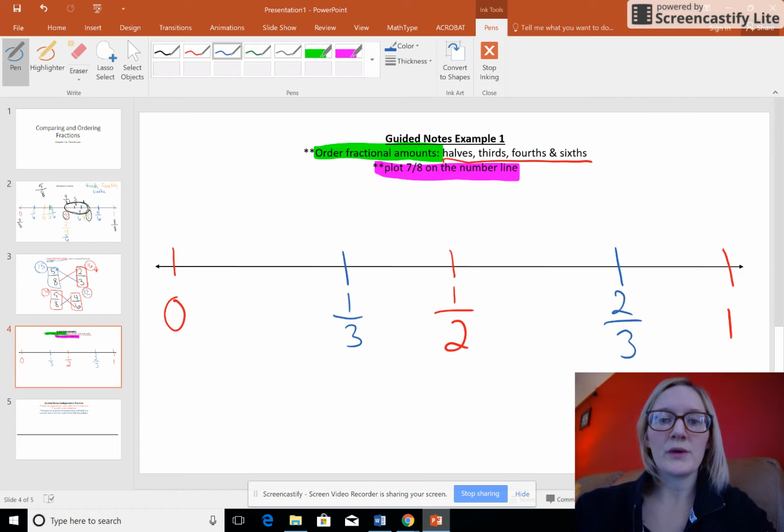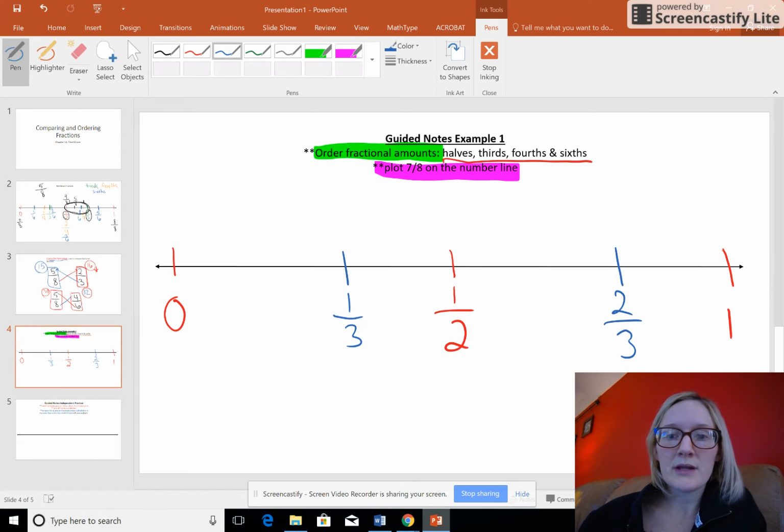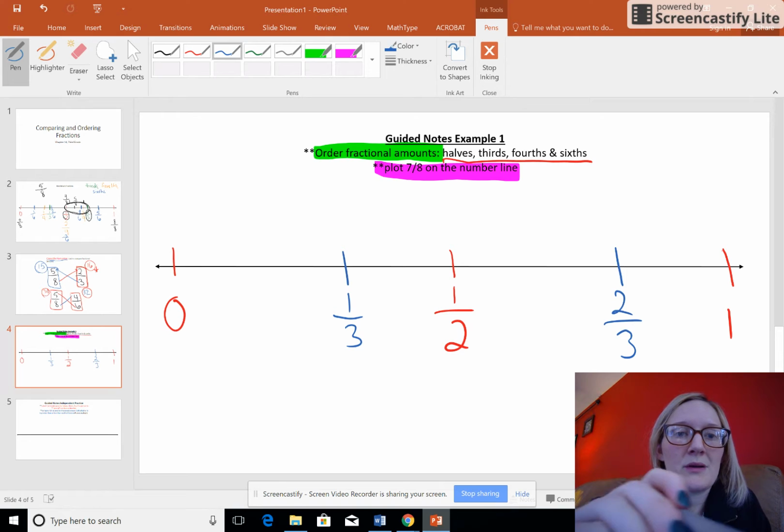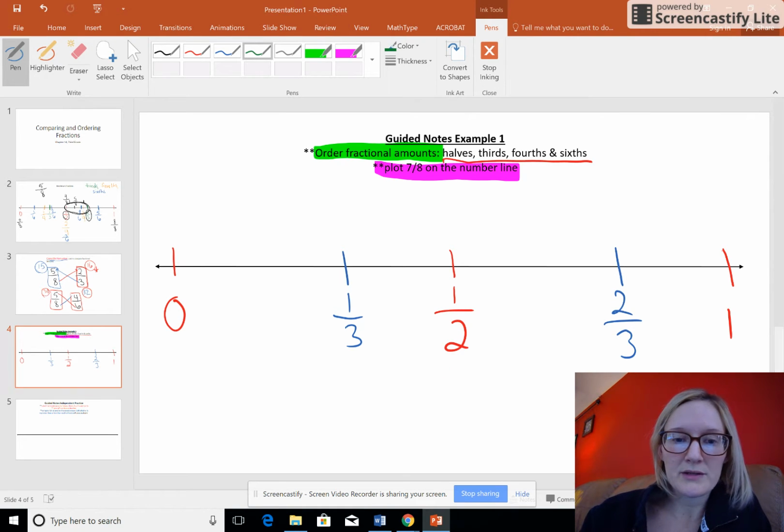And I just finished recording my thirds, or plotting my thirds. Now I'm going to label my fourths. So I'm going to pick a different color. And when I break into 4 equal pieces, right about here, I have 1/4, I have 2/4, and I have 3/4. And then I have my 1 whole.